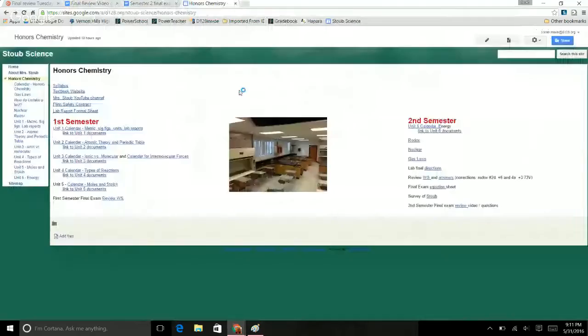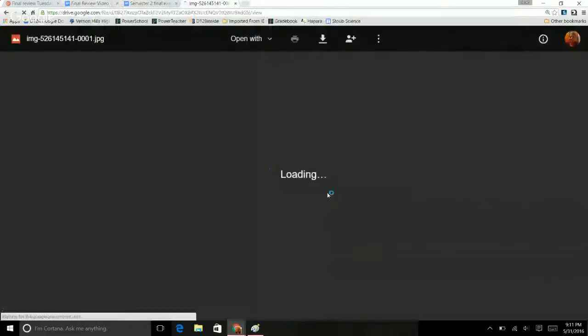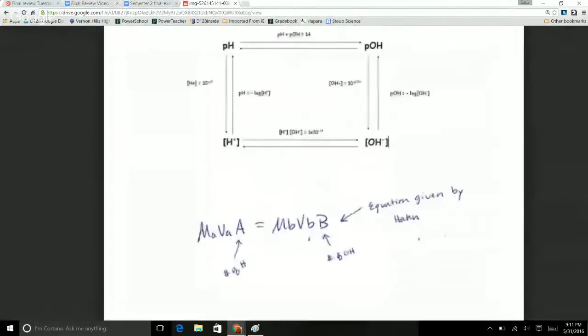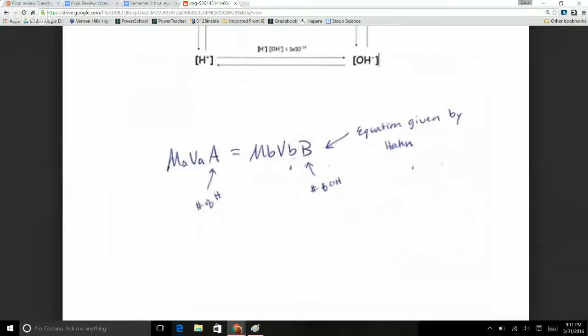Let's go back here. If you click on the equation sheet, here's Hahn's. She's got all the A's on the left and all the B's on the right. And when you do it, then your A on the left, the big A, is the number of hydrogens. Like if you have H2SO4, it has 2 hydrogens, right 2. If you have HCl, it has 1 hydrogen, right 1. And the B is how many OHs you have. Like NaOH would have 1 OH. MgOH2 has 2 OHs, so the B would be 2.